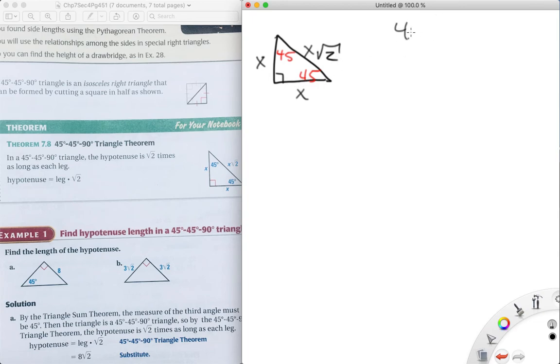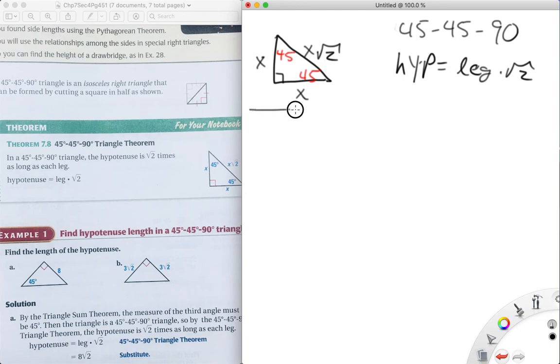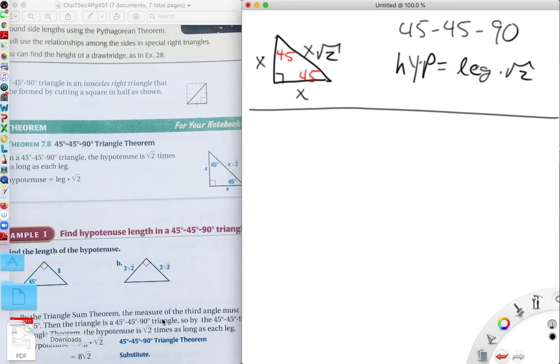So for a 45-45-90 triangle, where the angles in the triangle are 45, 45, and 90, you can use this equation to find the leg or the hypotenuse. The hypotenuse is equal to the leg times the square root of 2. The hypotenuse is equal to the leg times the square root of 2. That is the equation.